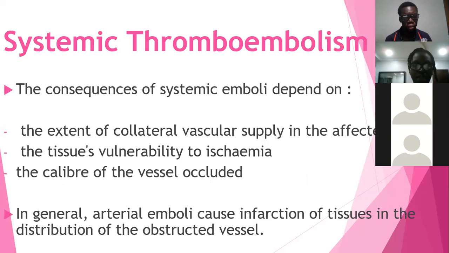The extent of the embolization depends on whether there are other blood vessels in the area. If there are other blood vessels in the area, then other channels are available for supply of oxygen. And if the vessel caliber is big, then it causes more damage. And if the tissue has an increased vulnerability to ischemia, then it's also prone to damage from the embolism.